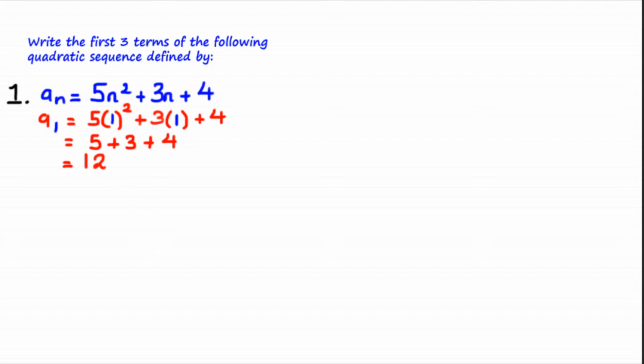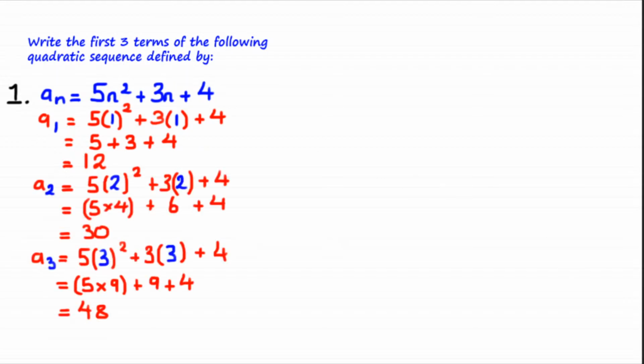Okay, and we can do that to find the next two terms by simply plugging in n equals 2 and n equals 3. That gives us the second term is 30 and the third term is equal to 48. So if you're asked, given the nth term formula, to find the first three terms, this is how you would do it. You would say n equals 1, n equals 2, and then n equals 3, and you put it into the formula and it gives you an answer of 12, 30, and 48. Okay?